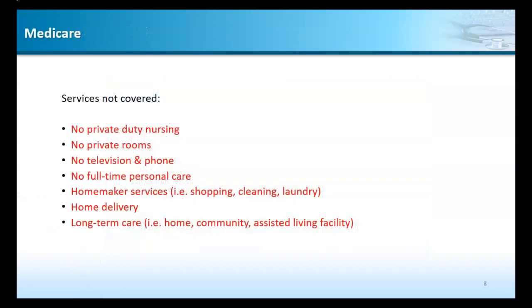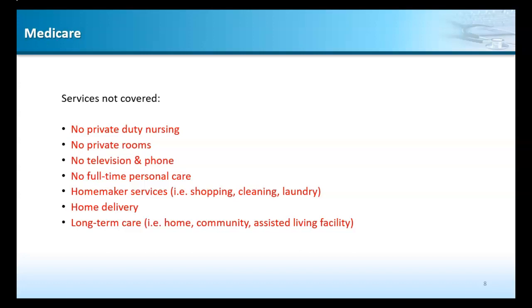But it is very important to note that there are services that are not covered under Medicare, and they are listed here. There's no private duty nursing. That is not covered, so if a client or member wants to receive that benefit, they have to pay out of pocket for it. Medicare does not reimburse or cover private rooms for hospital stays. The television and phone services that you receive in the hospital are not paid for or covered under Medicare, and that could be a bill to you as a patient.